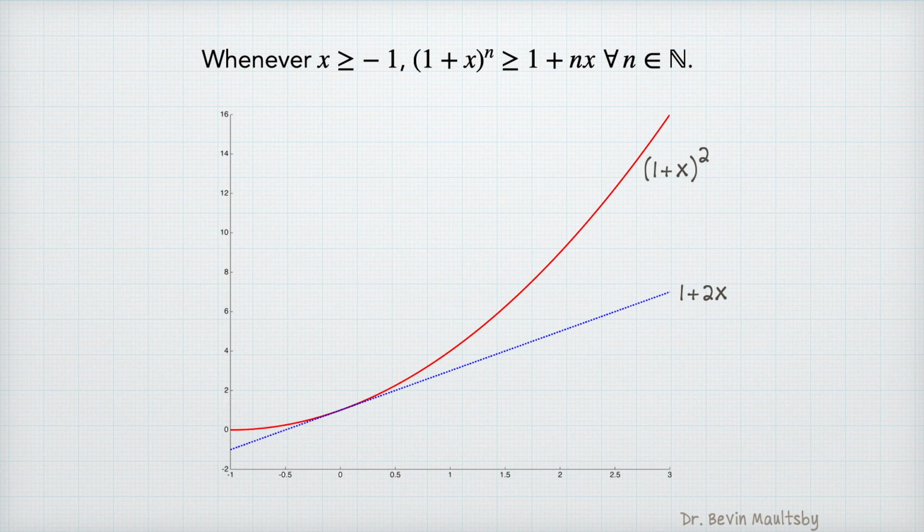To the left of x equals -1, the inequality is not necessarily true. To see that, you can plot a few graphs where n is odd. And at the end of the proof, you can take a moment to read through what we did and see if anything would break down if x was, say, to the left of -1.